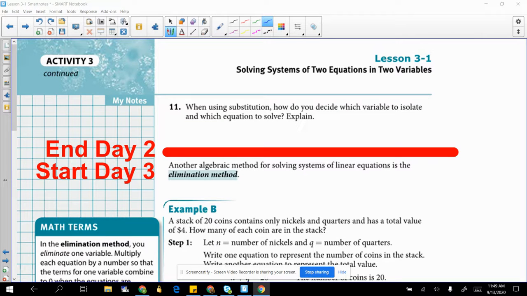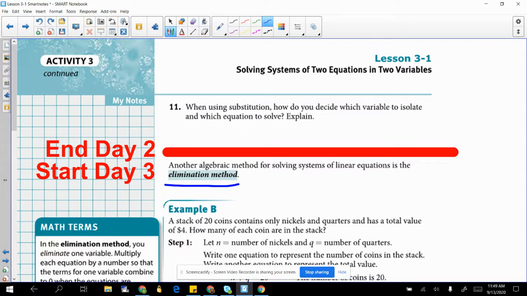Hi guys, we are back for part 3 of lesson 3.1. Remember, we have learned how to solve systems of two equations in two variables with graphing and substitution. Today we are going to focus on elimination, okay? And that is our third method, okay?